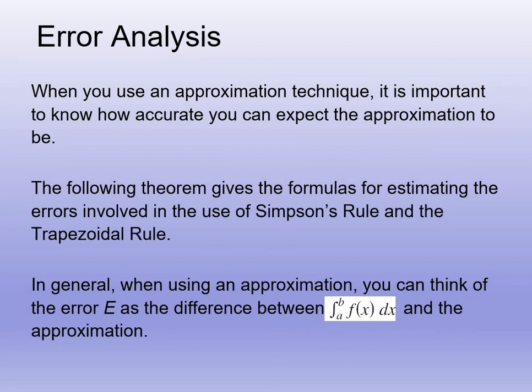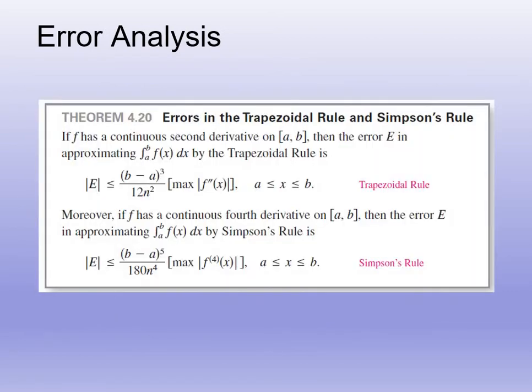And how do we know? We can do some error analysis. So we can do some error approximations. We want to find the error. It's the difference between the integral and the approximation. Because notice, the trapezoid rule and Simpson's rule are just approximations. The integral is the actual function itself.